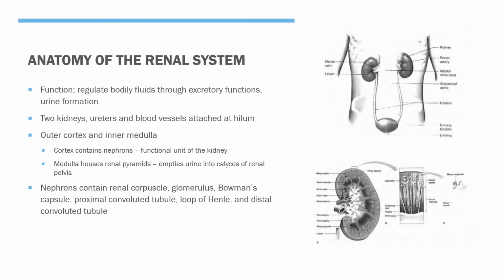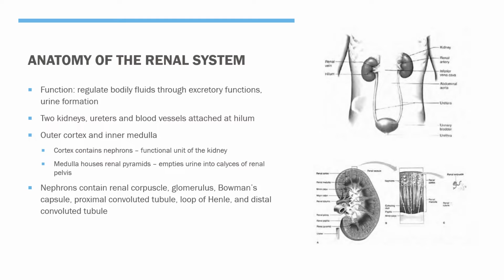So first, I wanted to take a look at the anatomy of the renal system. Basically, the function for this system is to regulate bodily fluids through excretory functions or create urine. So you have the two kidneys, the ureters, and the blood vessels attached at the hilum of each kidney.